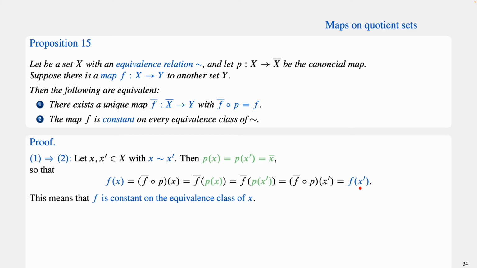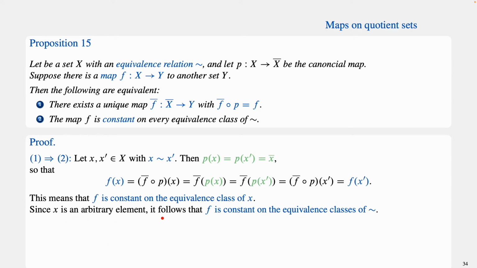And so we see that f of x prime equals f of x, and so we see that f is indeed constant on the equivalence class of x. And x was an arbitrary element, so we can pick one such element for each equivalence class, so f is constant on all the equivalence classes, on each individual equivalence class of this equivalence relation.